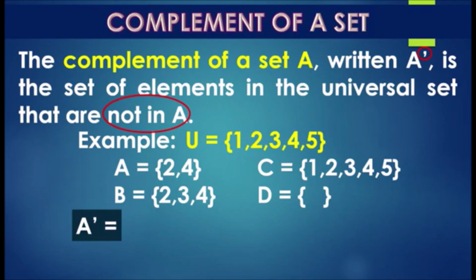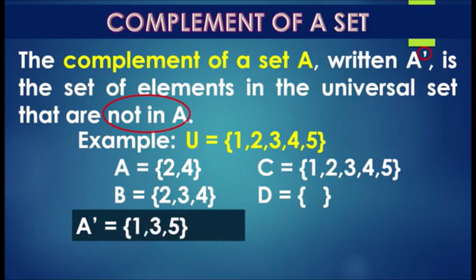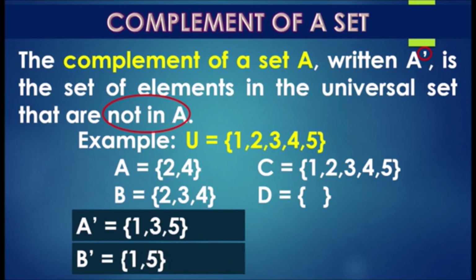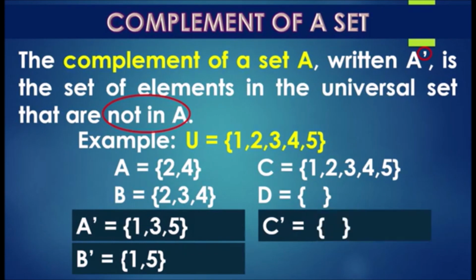If we are going to find the complement of A, or elements that are not in A, that is 1, 3, and 5. While if we find the complement of B, or not in B but present in the universal set, we have the set of elements 1 and 5. Next is the complement of set C. These are elements which are not in set C but present in the universal set. So it's nothing. It's an empty set.